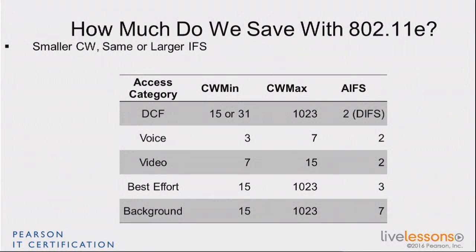And you see that for voice, the CW min is 3, whereas for background, it's 15. And then for max, it's a lot higher if it's best effort or background than if it's voice or video. The result is that those two queues, voice and video, are always going to wait less than the other queues. So they will have more chances of being sent and, of course, received than the others in a situation where there is congestion in the channel.